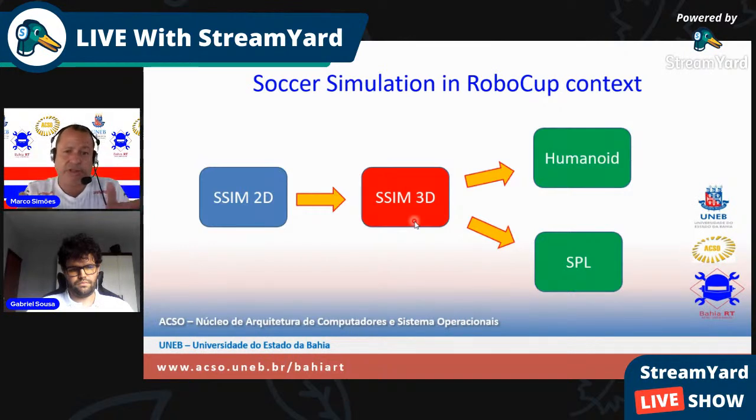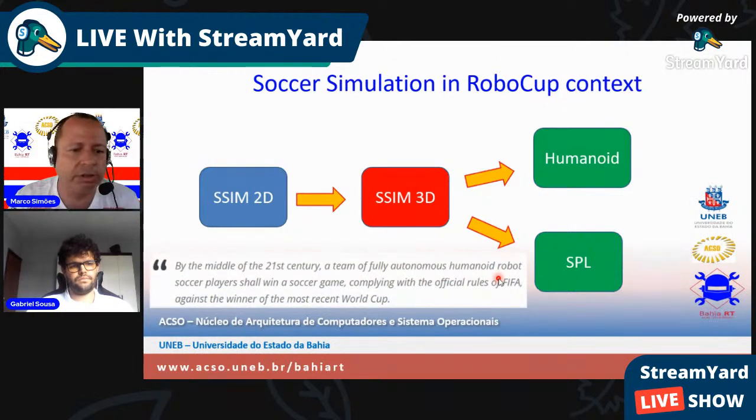So the Simulation 3D is the bridge between all the knowledge that was produced by the 2D community in the last two decades and the Humanoid and SPL leagues. And it's a very good way to foster the RoboCup main goal. Some of you may know, the main goal of RoboCup is that by the middle of the 21st century, a team of fully autonomous humanoid robot soccer players shall win a soccer game, complying with the official rules of FIFA, against the winner of the most recent World Cup.